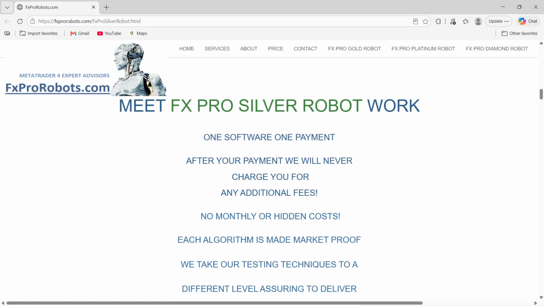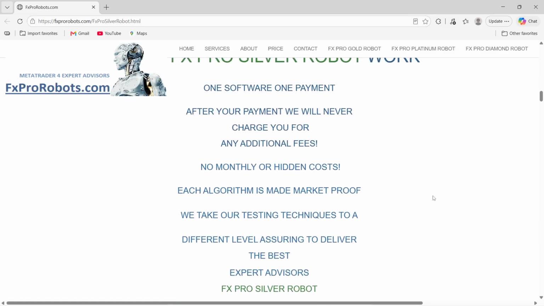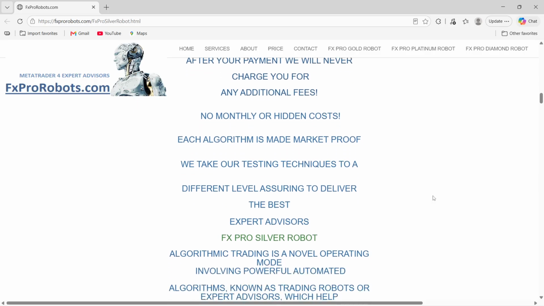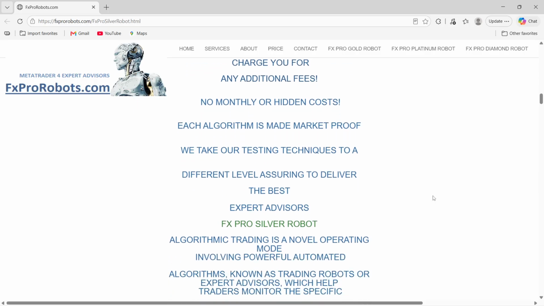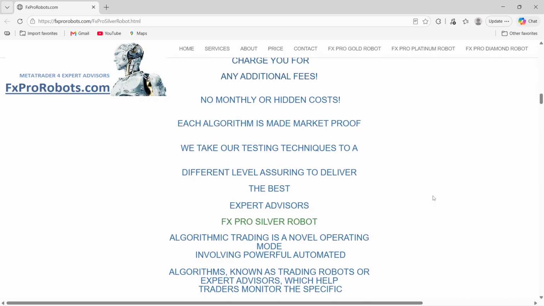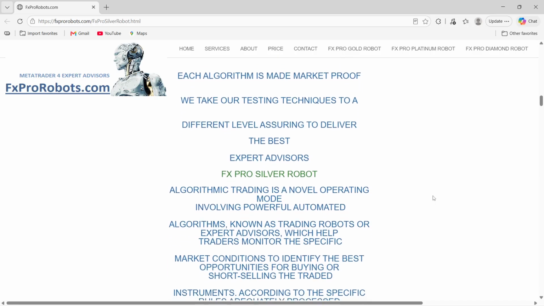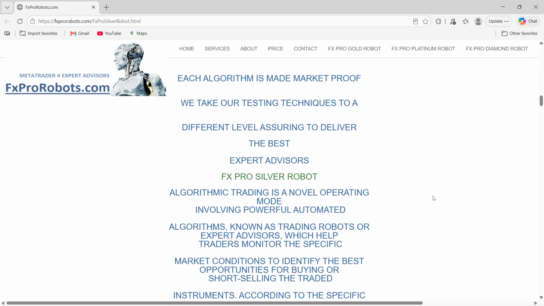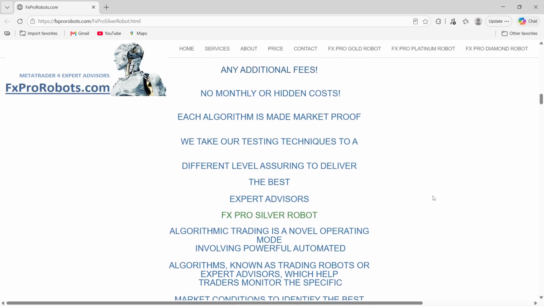So it's just one software. You make one payment. After your payments, there won't be any extra or additional fees along the way. The developer claims there are no monthly or hidden costs. Each algorithm is made market proof according to the developer, and they claim to take their testing techniques to a different level for best delivery.